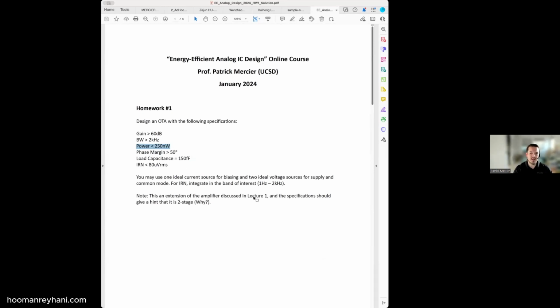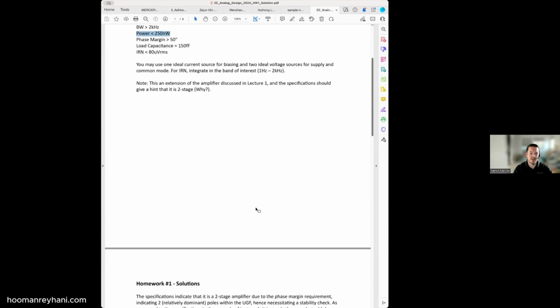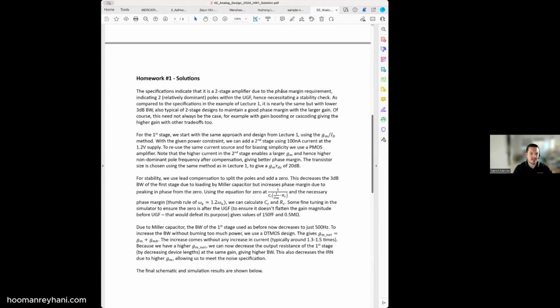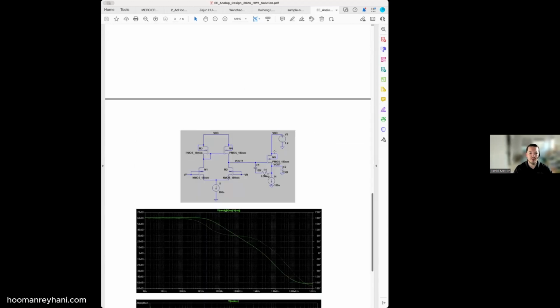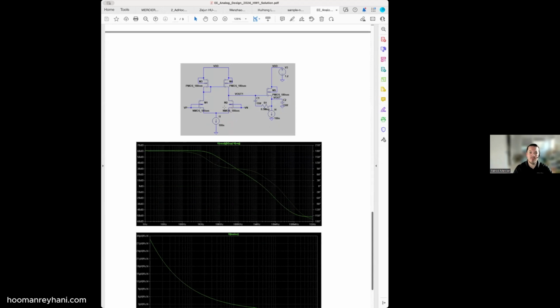The specifications hinted that it would be a two-stage amplifier, basically just due to the phase margin requirement. So what we ended up deciding to do is going to a two-stage amplifier. We used an NMOS input, PMOS active load, and then went to a PMOS load for the second stage here. This just makes the biasing quite simple. We didn't specify that you needed to use real transistors for your current mirrors. So that was a fine specification.